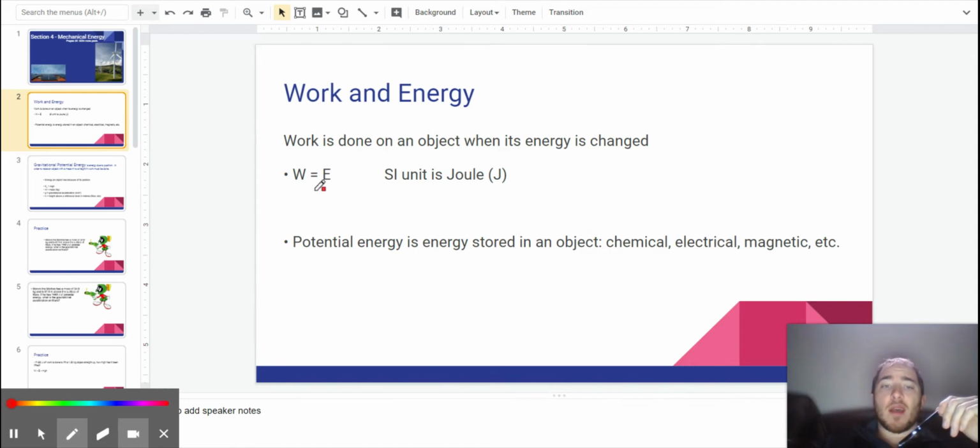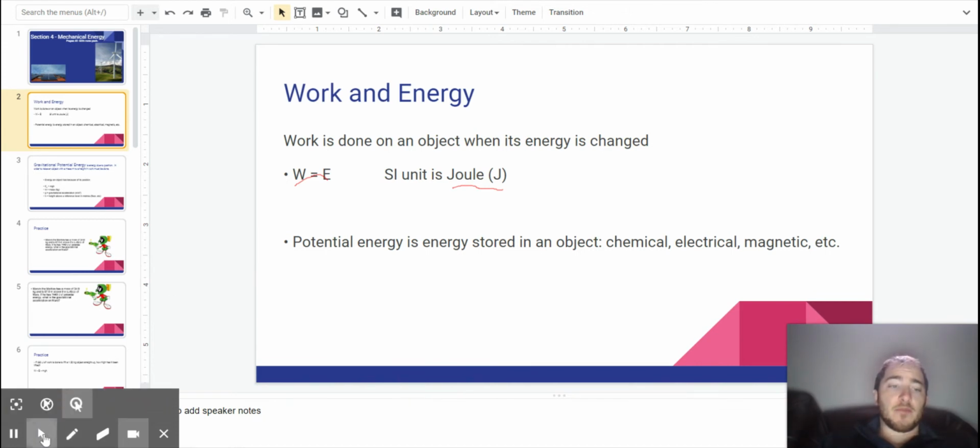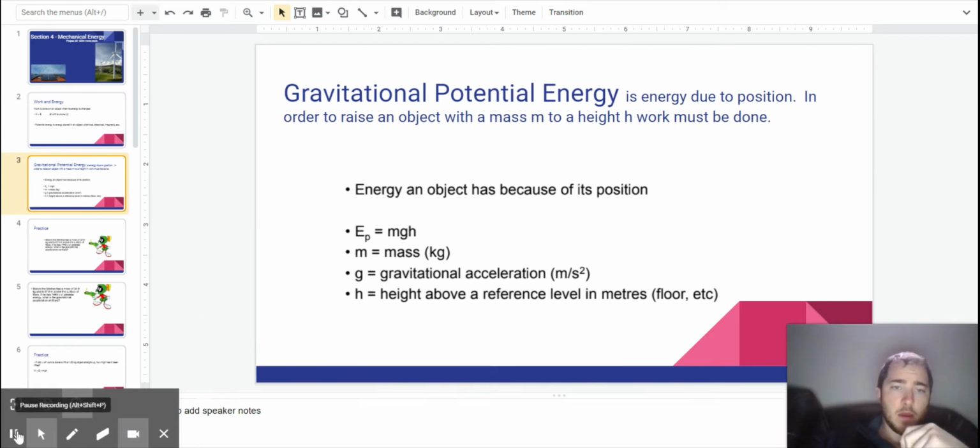So anytime you're writing energy, the unit they use is a joule. Okay, you've probably heard the term before, but never really knew what it is. But basically, a joule is a unit of energy. So that's what we're going to be writing. Okay, for this, the equations for them are written here. Okay, so the formula for potential energy is right here.